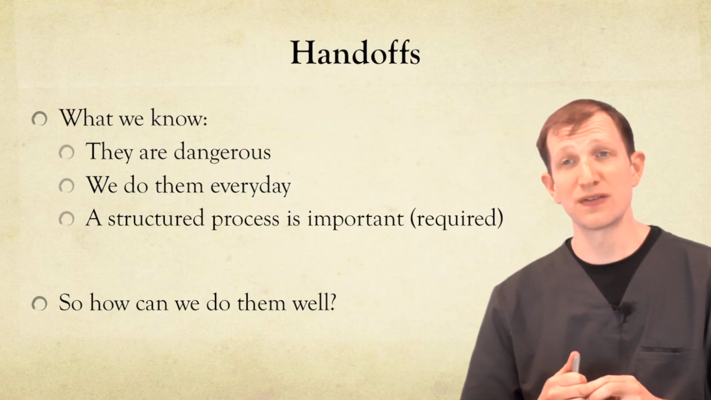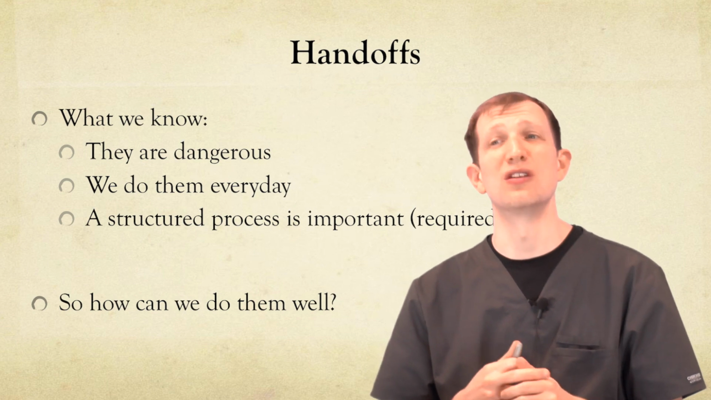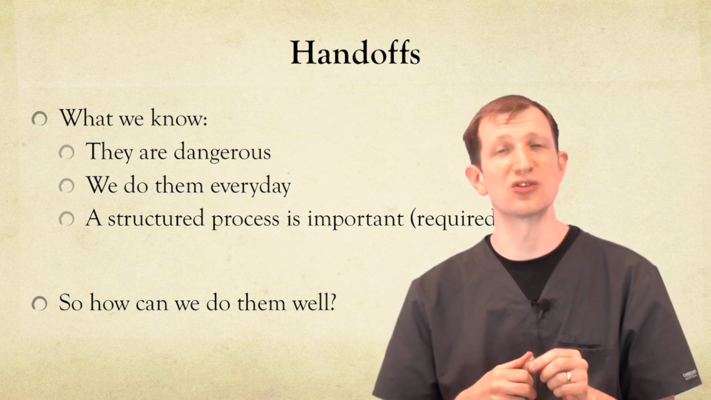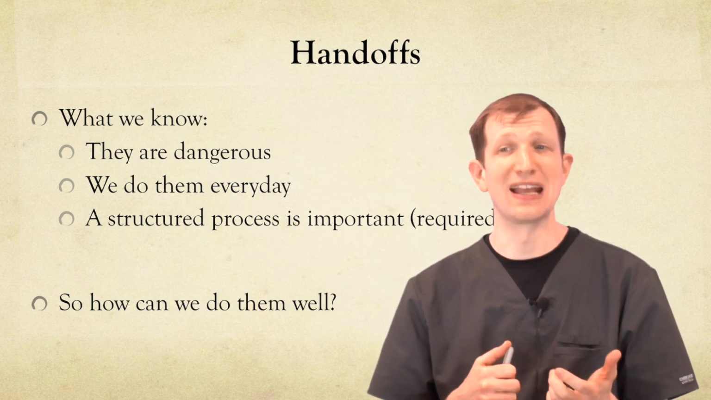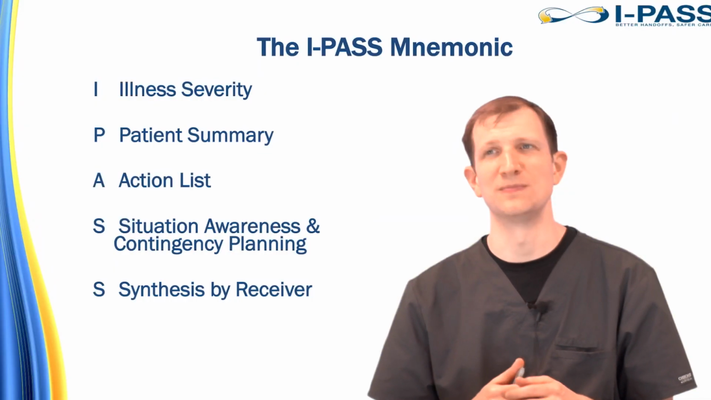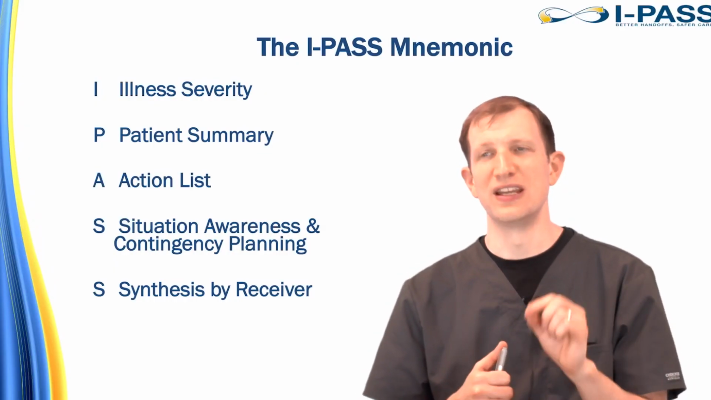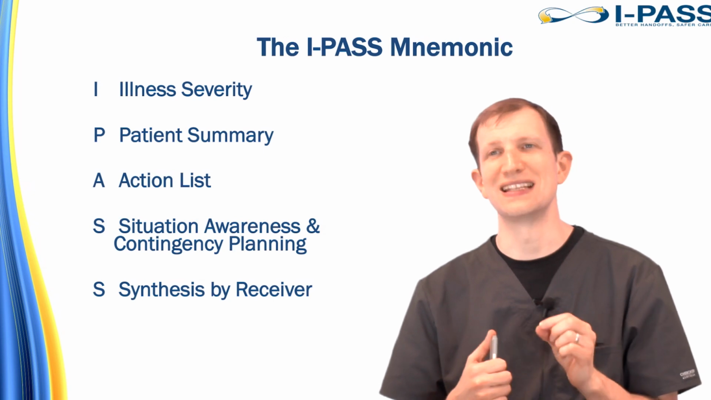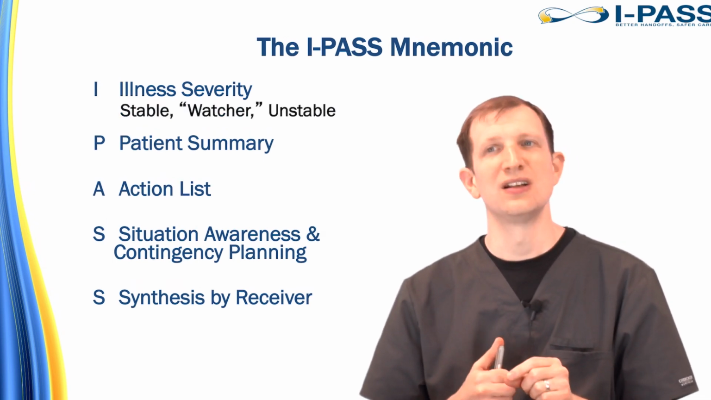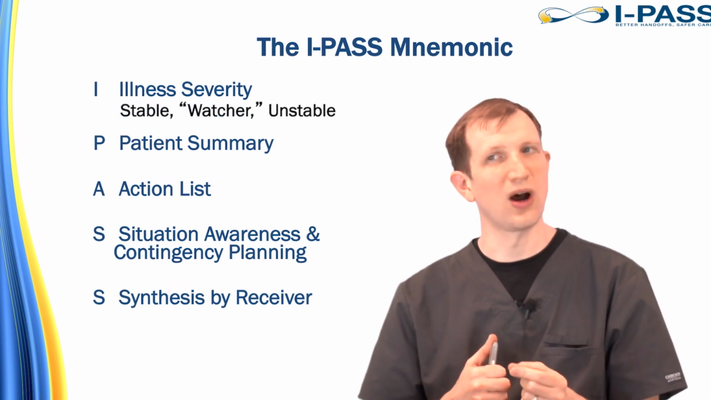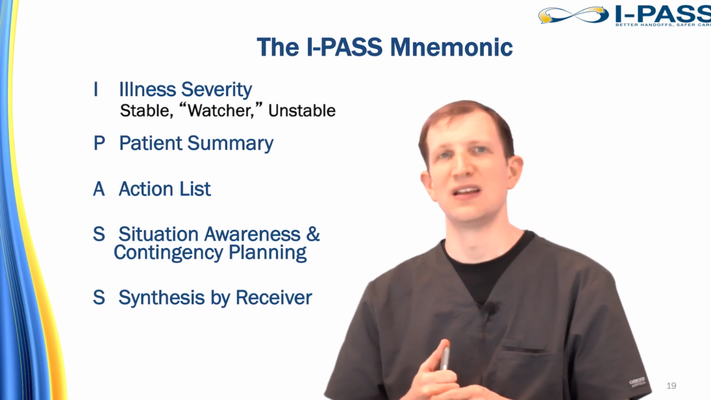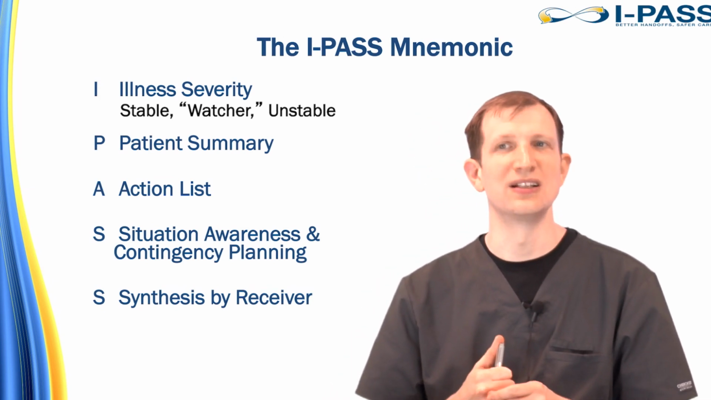So we know handoffs are dangerous. We know we do them every day, and we know a structured process is important and required. So how do we do them well? So here's I-PASS. The first thing is illness severity of the patient. Are they stable? Are they a watcher? Or are they unstable? The next is a patient summary.